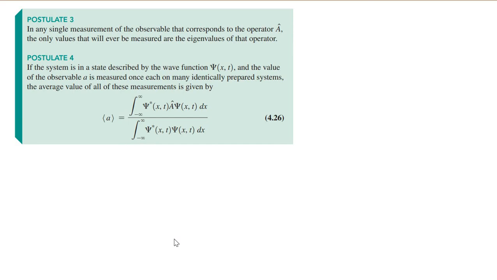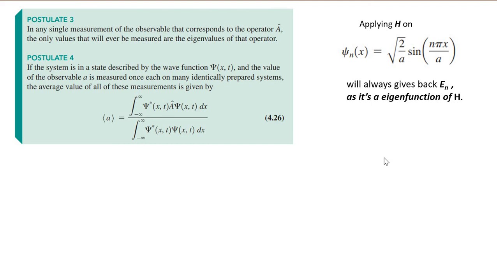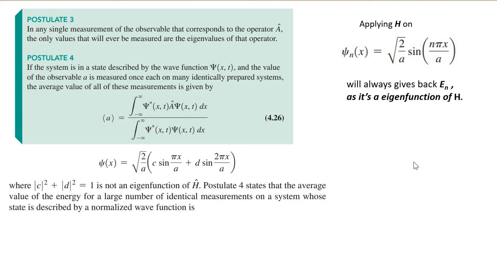Well, postulate 2 is simply giving you the operator concept, but postulates 3 and 4 are important. We have already studied a lot. Now you can apply the Hamiltonian operator on this given function. Because it's an eigenfunction of H, it would always give you back one of the eigenvalues. In this case it is nth, so it would give you En. We also know from the third postulate that it gives the eigenvalue if the function is an eigenfunction. But what is the fourth postulate?